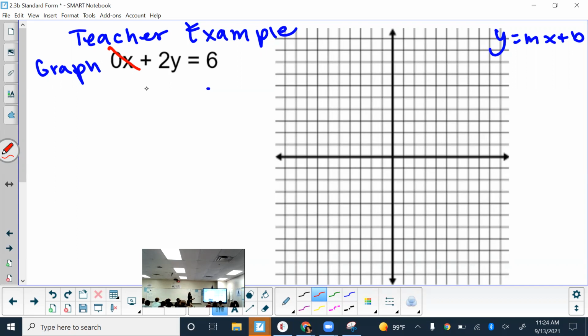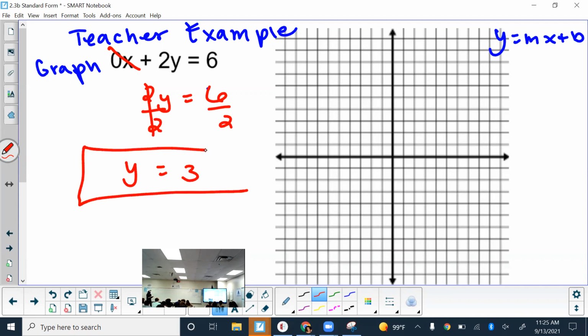So what remains? I have 2y equal to 6. So don't worry about that. Just keep going like normal. In order to get into slope-intercept form, what variable am I isolating? The y. So how do I get rid of the 2? Divide by 2 on each side. So y equals 3 is the equation that I am graphing.